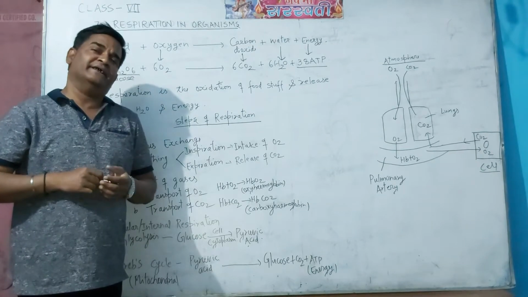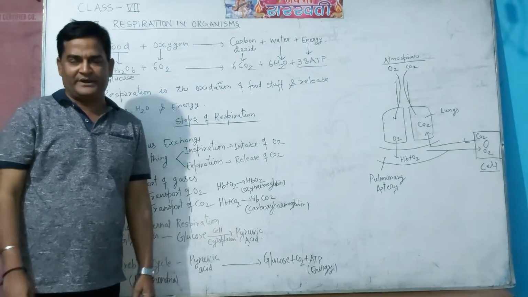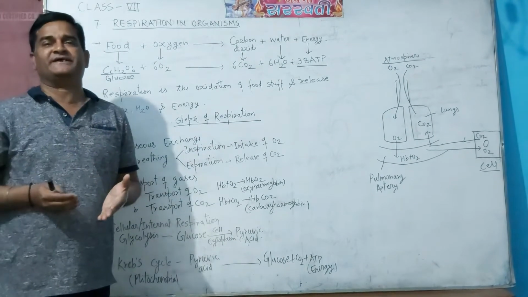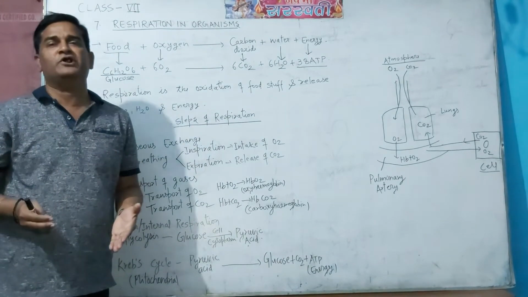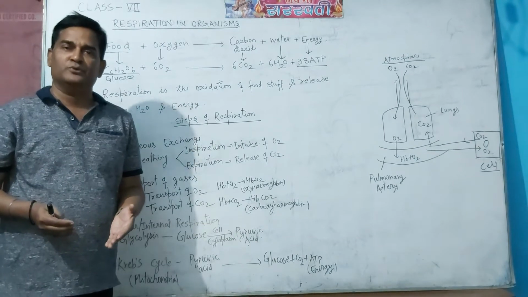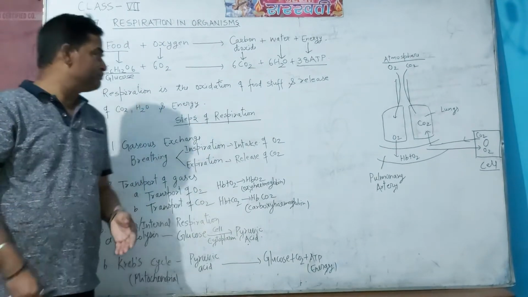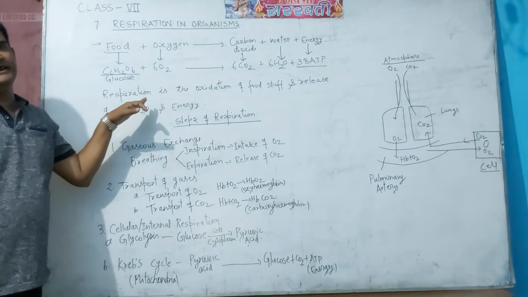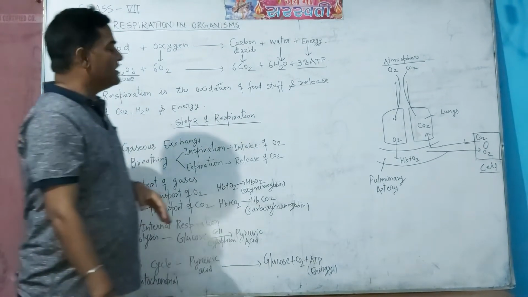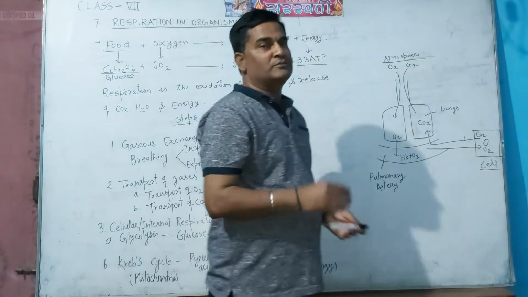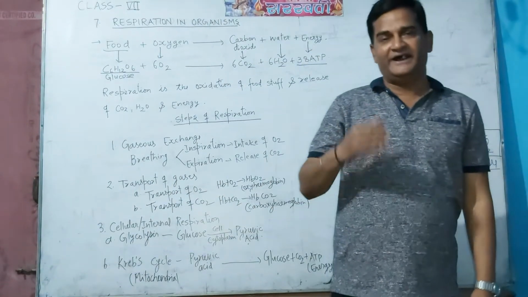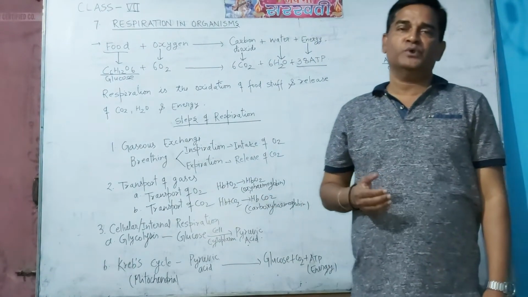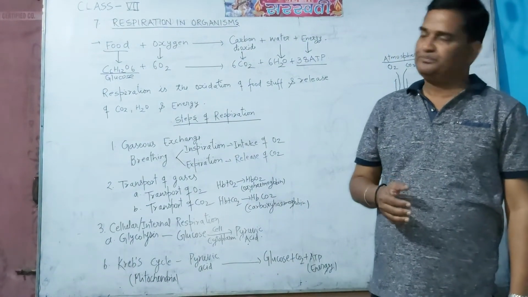So how can we define respiration? What is the exact definition of respiration? Respiration is the oxidation of foodstuff and release of carbon dioxide, water and energy, which is already mentioned by this equation, children. You definitely remember this equation: C6H12O6 plus 6O2 gives 6CO2 plus 6H2O and 38 ATP.